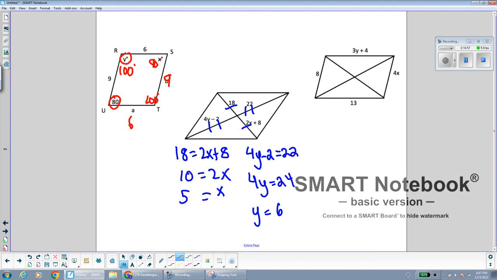In the last example, we know that in a parallelogram, opposite sides are congruent. So this side's congruent to this side, and this side's congruent to this side. So I know that 8 is equal to 4x, and that means that x is equal to 2. 8 divided by 4 is 2. I also know that 3y plus 4 is equal to 13. So that tells me 3y is equal to 13 minus 4, which is 9. And that means y is equal to 3.